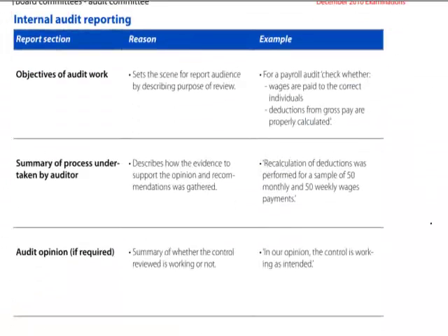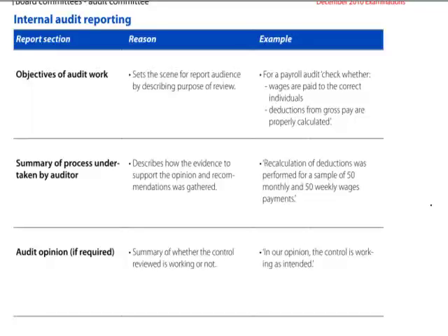Internal audit reporting, this is just an example: the objectives of the work, the reason, and then an example. In the report section, the objectives will be identified. In the reason, there will be an explanation of why we've chosen this objective, and then an example for a payroll audit. Check whether wages are paid to the correct individuals. Check the deductions from gross pay are properly calculated. The summary of the process undertaken describes how we've done it, and the example would be the recalculation of deductions was performed for a sample of 50 monthly and 50 weekly wage payments.